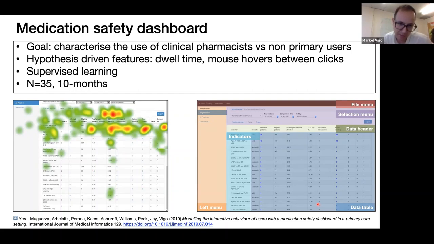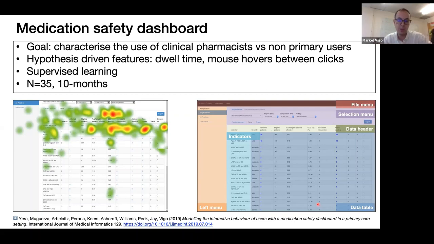And we generated some hypothesis-driven features. We applied supervised learning where the class was the type of user. And we involved 35 people during a period of 10 months. And indeed, we found that primary users have a characteristic behavior of being quicker, spending less time on websites, and having a less exploratory behavior. While the secondary users, those who were not clinical pharmacists and that the intervention didn't target, had more exploratory behaviors, were slower, and used to dwell on pages that were targeting the other users.